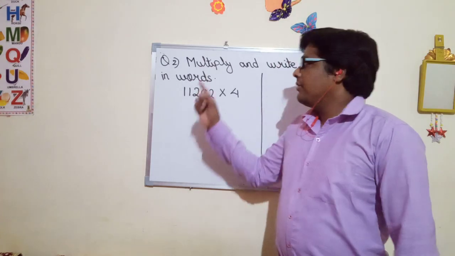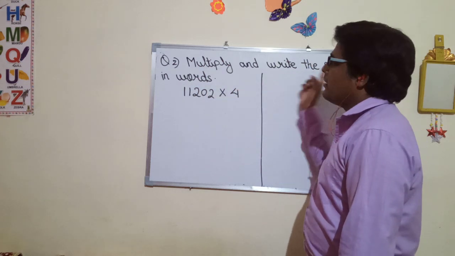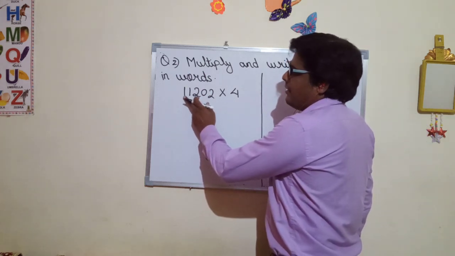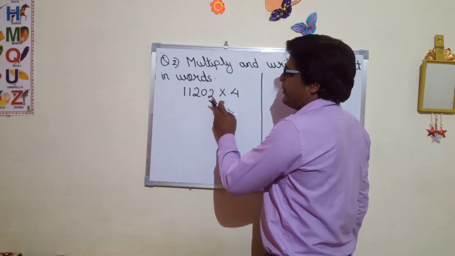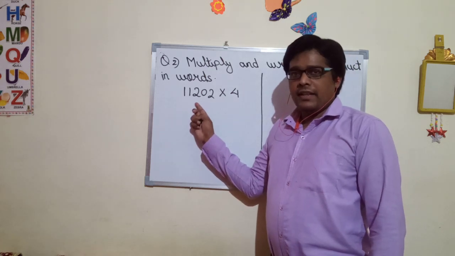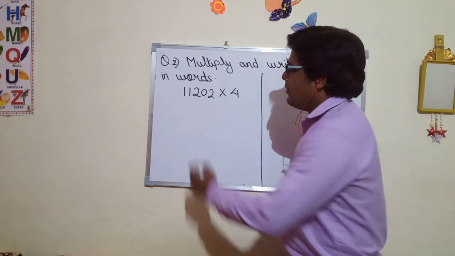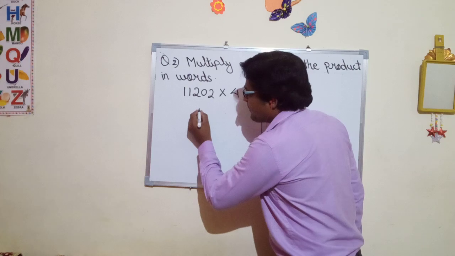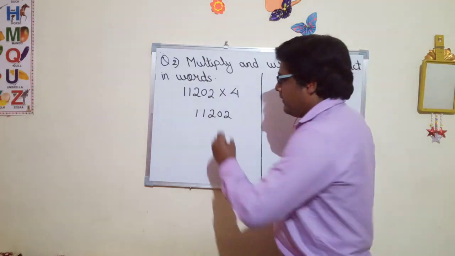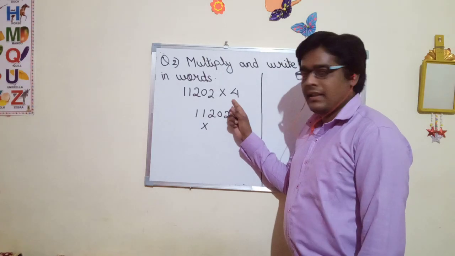In the next question, we will multiply and write the product in words. The number is 11,202 multiplied by 4. Here, the multiplicand is the first number, that is 11,202. So first we will write the multiplicand. After writing the multiplicand, we will put the multiplication sign and then we will write the multiplier. The multiplier is 4.